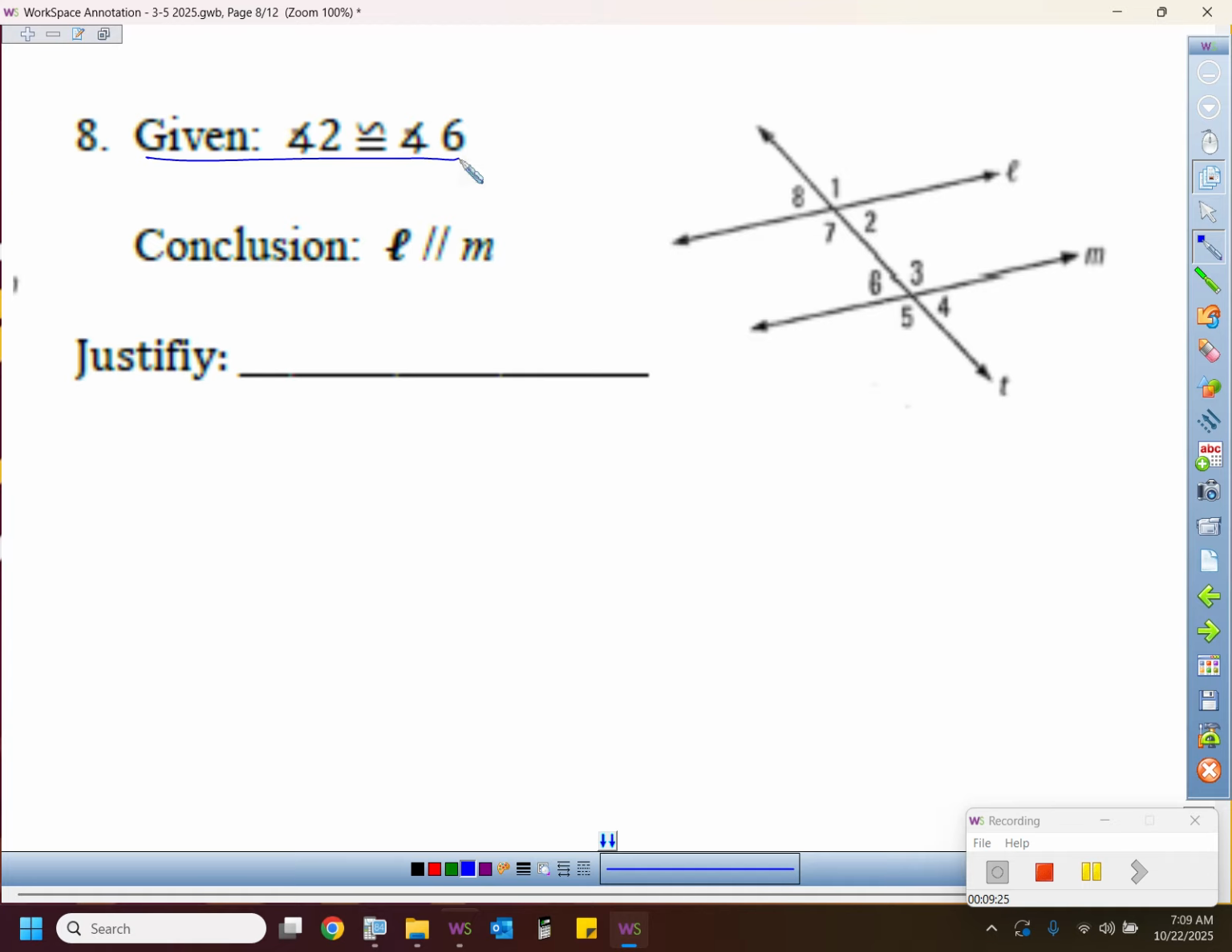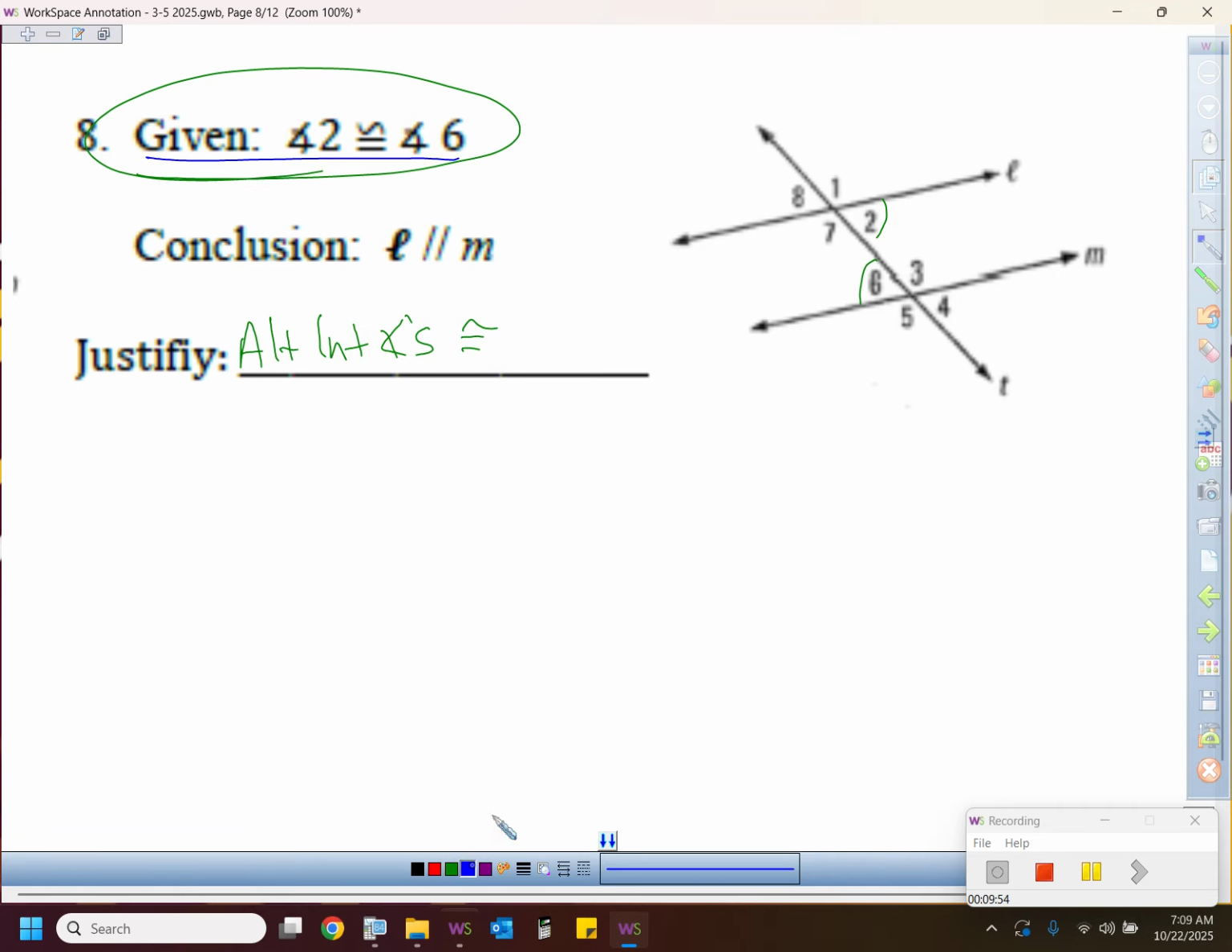Ooh, they gave me angle 2 congruent to angle 6. I mark that, so arc mark, arc mark. They want me to prove that these lines are parallel. Well, still the magic question is, what kind of angles are these that they gave you? Those are alternate interior angles, and they happen to be congruent also. So I'm going to start with alternate interior angles congruent, because that's what they gave me. And if I have that, don't we have a theorem that proves that the lines are parallel?